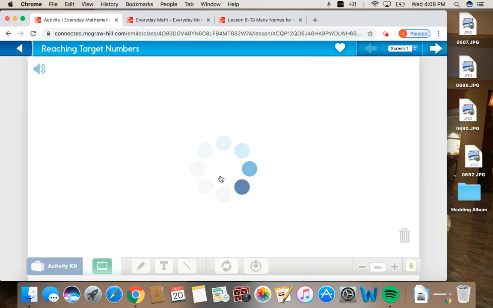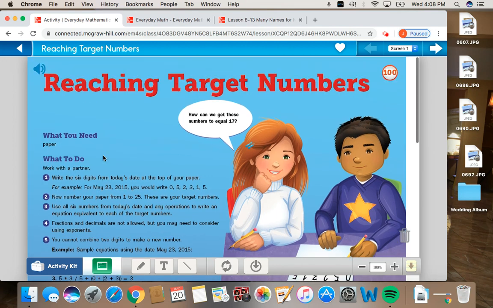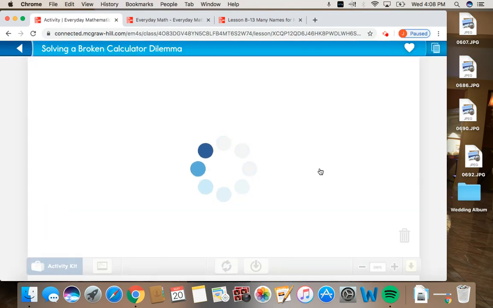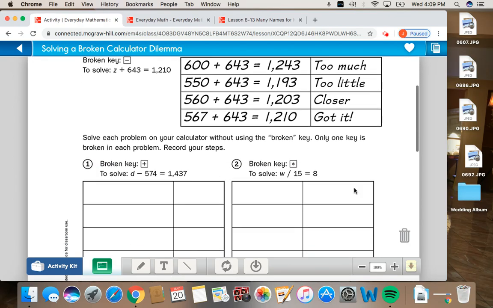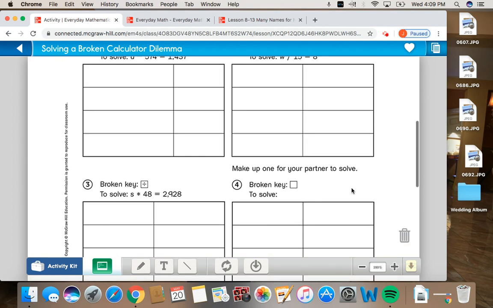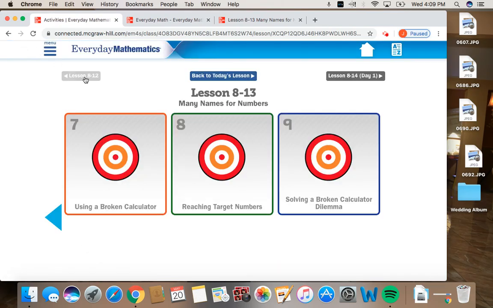Here's another game that you can play, reaching target numbers. All you need is paper. And here's one more activity with that broken calculator dilemma. Again, it's kind of like a puzzle, and it's going to challenge your brain, but it's good for us to challenge our brains. So again, boys and girls, that's what we did today.